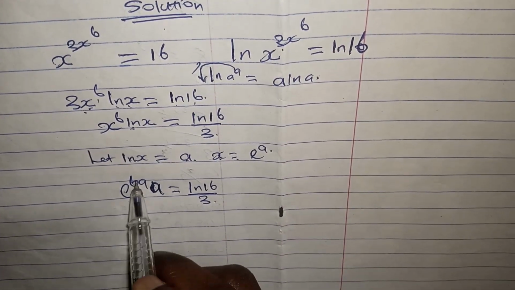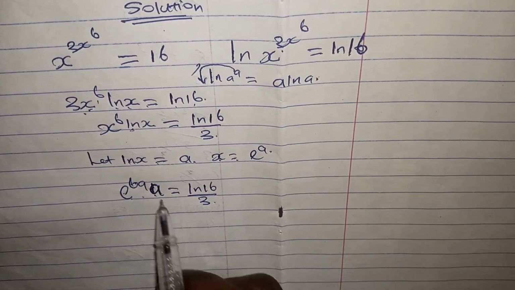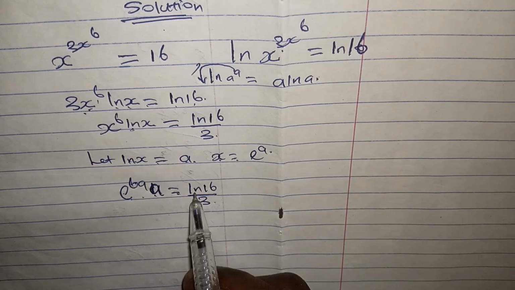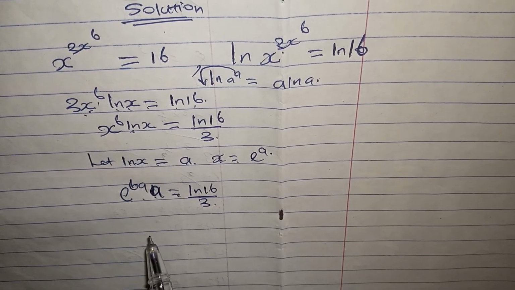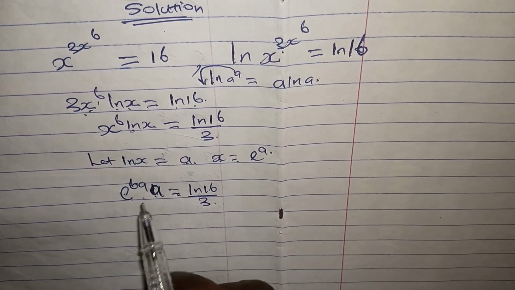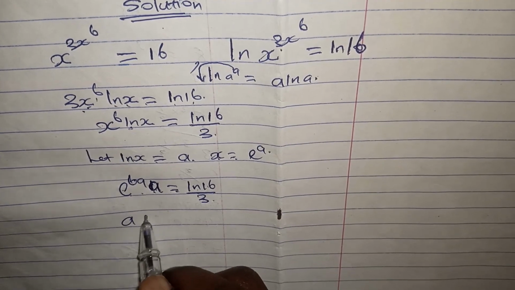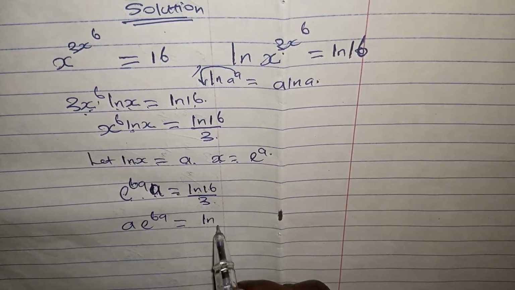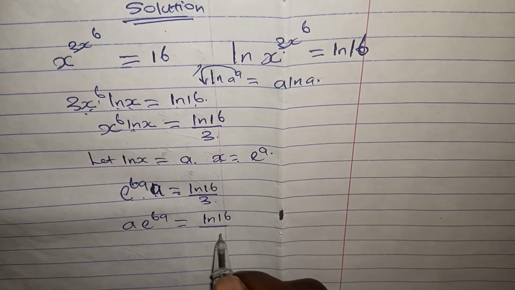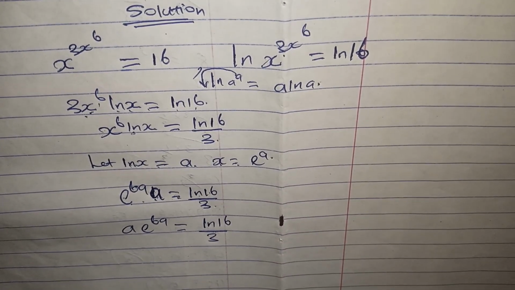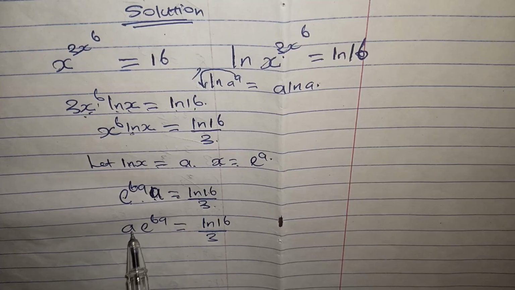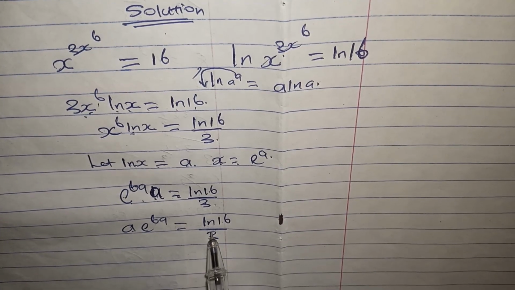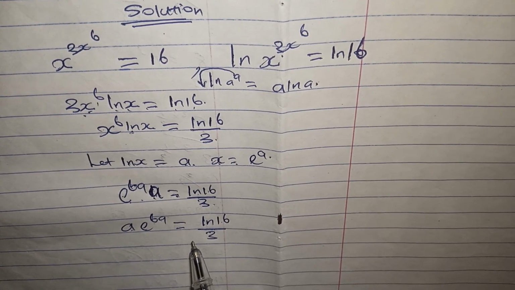So this is what I'm now having: exponential 6a times a is equal to ln 16 over 3. So with this, I can write it again as a exponential 6a equals ln 16 divided by 3. Since I'm having this, a exponential 6a is equal to ln 16 divided by 3.